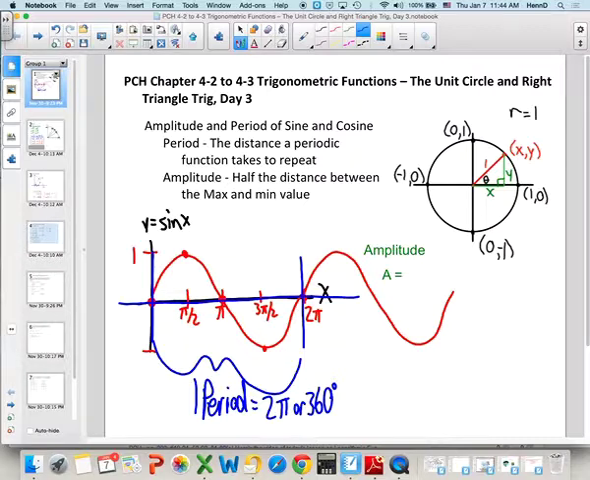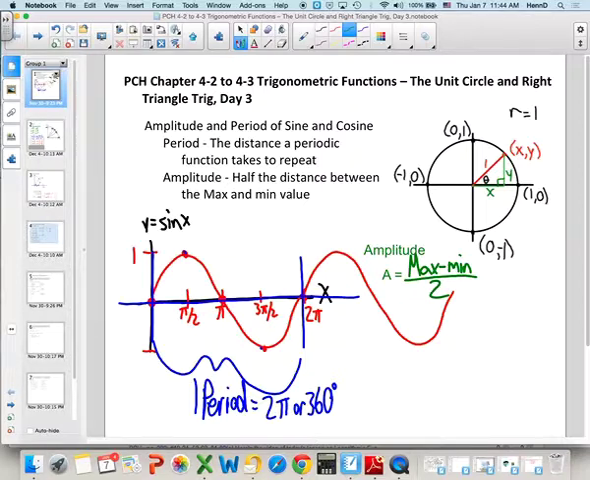Well, the distance that we go from that center line up, or from the center line down, is going to be our amplitude. To find our amplitude, we take half the distance between the max and the min value of the function. So amplitude is the max minus the min, all over 2.